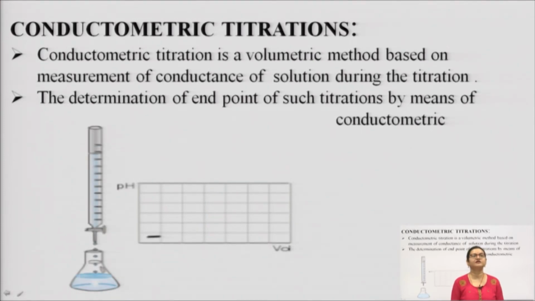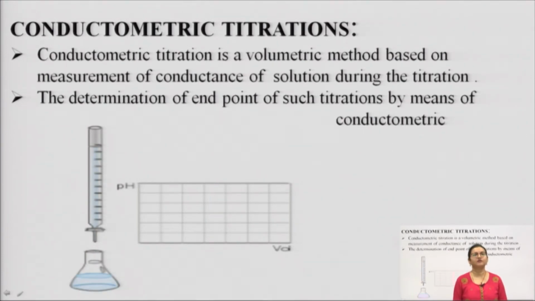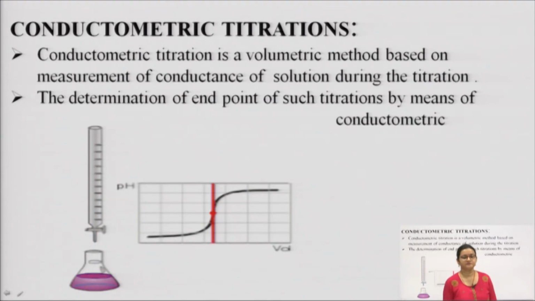Thus, conductometric titration is a volumetric method based on measurement of conductance of solution during the titration. During the course of titration, we need to measure the electrode potential and the current generated, which is directly related to the conductance, and conductance is directly related to the number of charged particles inside the analytical solution. This is the main principle behind all conductometric titration. The determination of the endpoint by means of conductometric titration can be easily done.